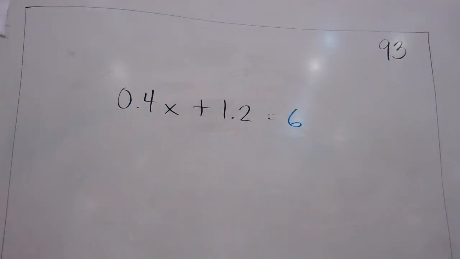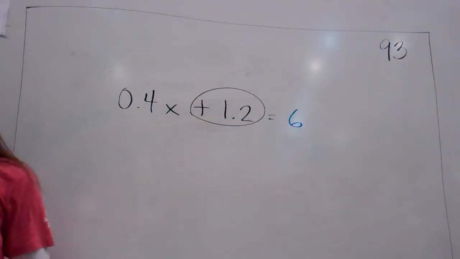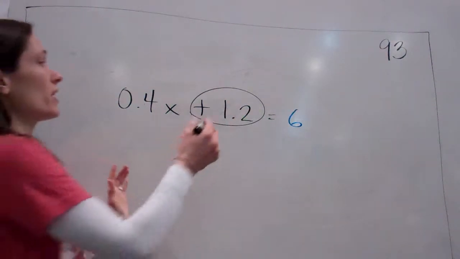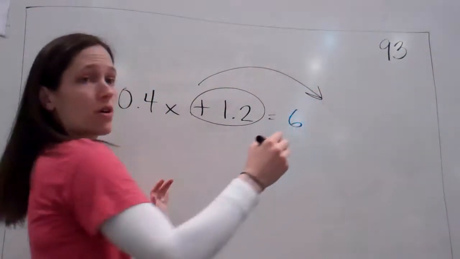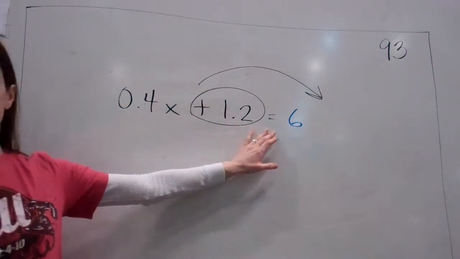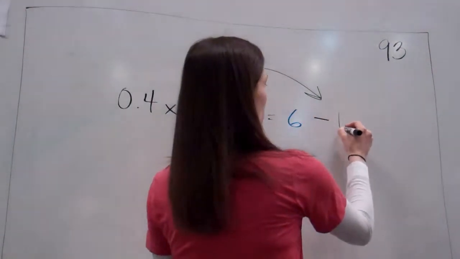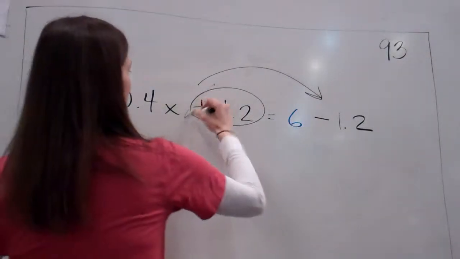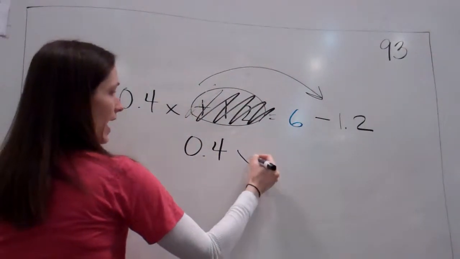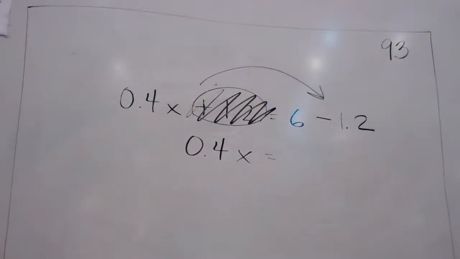Get the x part by itself, and that means I have to get rid of this. In order to get rid of that, we're going to move it across the equal sign, and when we move it across, plus 1.2 becomes minus 1.2. Very good. So that gets rid of that, and now our new equation looks like this: 0.4x equals 6 minus 1.2. Let's go on and do that.